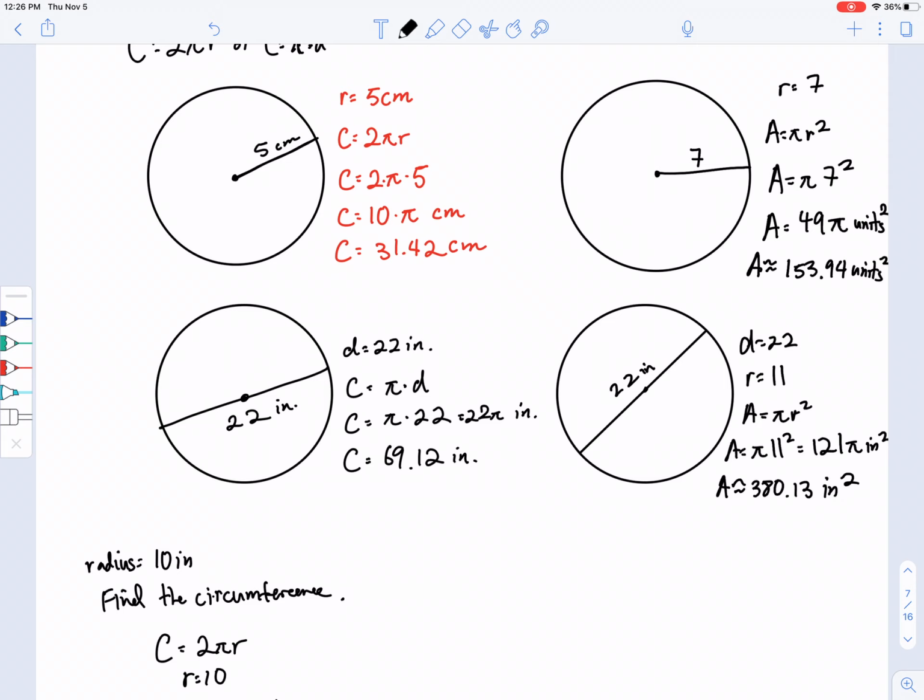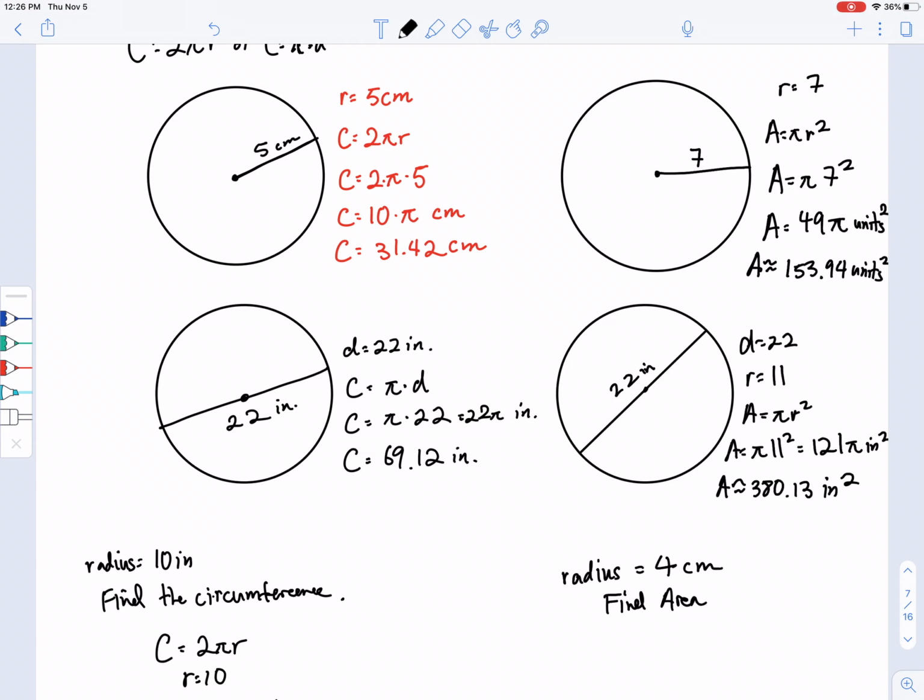Alright, and lastly, just like the circumference, the image is just a nice visual, but we can do without the image as long as we have a radius. So let's say I have a radius equal to 4 centimeters, and we want to find the area.